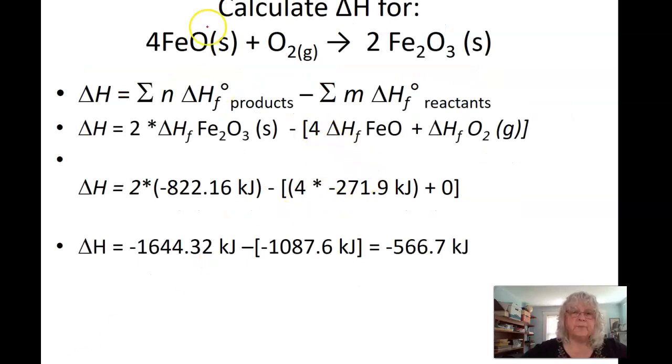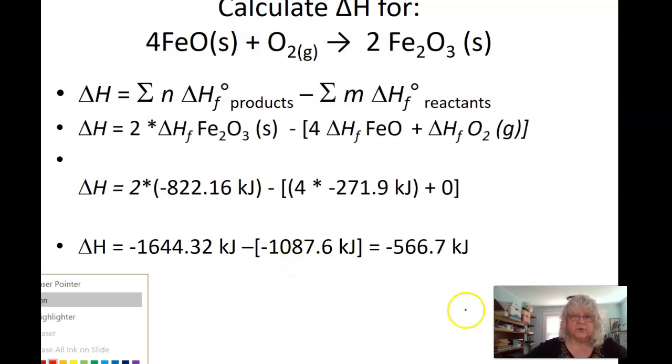So here's another problem with the iron oxide, and oxygen goes to Fe2O3, and you should cover up the answers to this and try this problem again. Make sure that you get the same answer that I did.